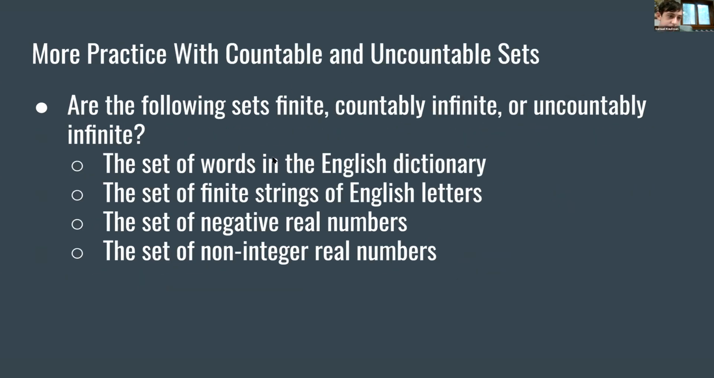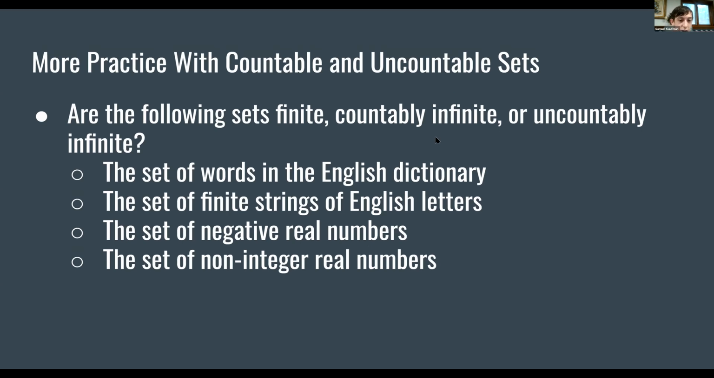So a little bit of review. Let's go through each of these sets and let me know if the set is finite, countably infinite, or uncountably infinite. So if it's finite, that means it's not infinite. If it's countably infinite, that means you can figure out a specific way to list them in order. And if it's uncountably infinite, that means there's no possible way to list them in a specific order. So let's start with the first one. The set of words in the English dictionary. So all the words in the dictionary, is that finite, countably infinite, or uncountably infinite?